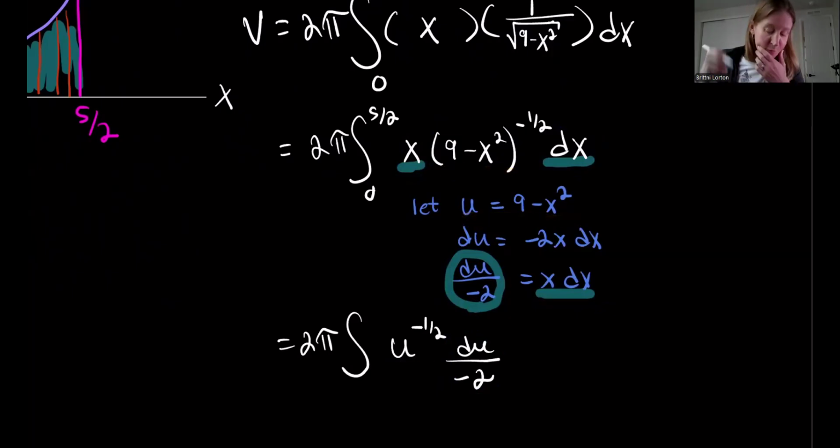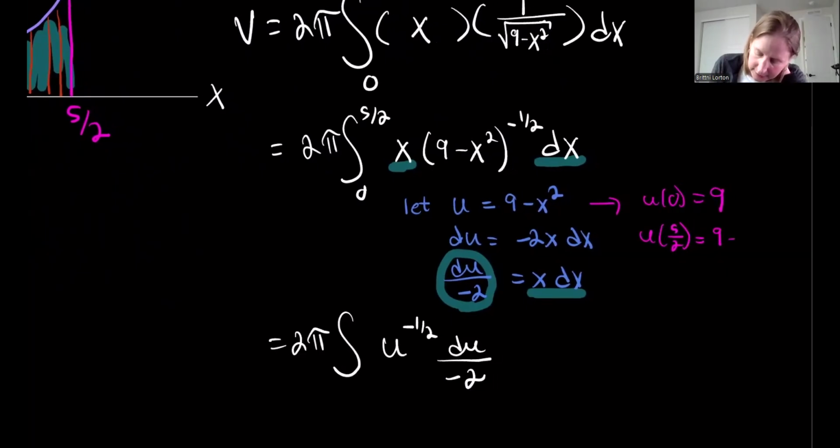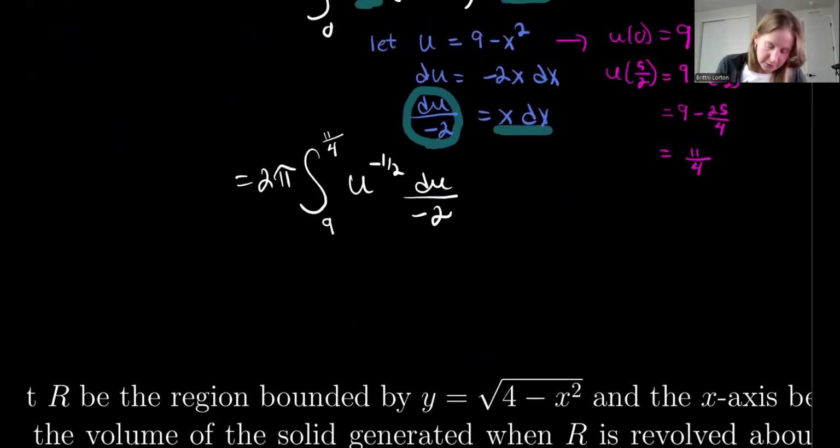Okay, all right. And then I had new bounds because I have a new variable. So I'm going to go to my u-sub and plug my old bounds into it to find the new bounds. If I plugged in 0, I would get 9 minus 0 squared, which is 9. If I plugged in 5/2, I'll show the work, it would be 9 minus 5/2 squared, which is 9 minus 25 over 4, which is 11 over 4. So you can use your calculator, of course. So then my bounds are now from 9 to 11 over 4. Okay, and then we do some more integration.